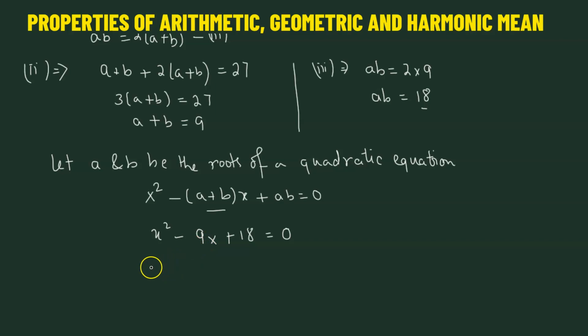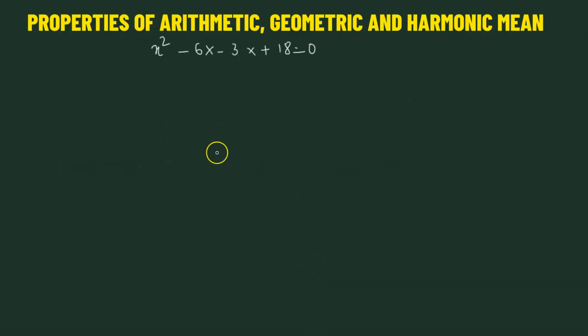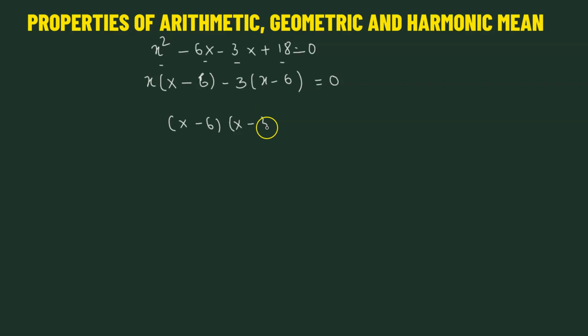So let's use the method of factorization. We know that 6 times 3 is 18, so we can split the middle term. 9x is 6x minus 3x, plus 18 equals 0. So that's going to give us x. We can take x as the common factor from the first and second terms, so x gets multiplied to (x minus 6). Then we take negative 3 as the common factor from the third and fourth terms, so we have negative 3 times (x minus 6), and this equals 0. Now we get (x minus 6) multiplied by (x minus 3) equals 0. So we're getting x equals 6 and x equals 3. And these are the roots.